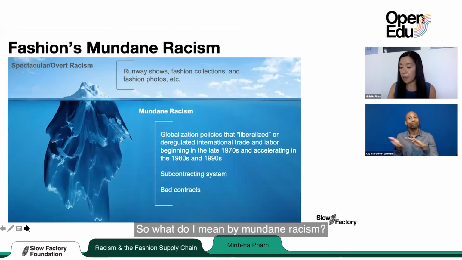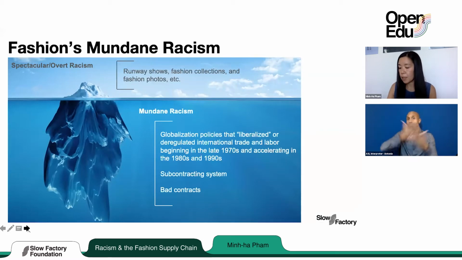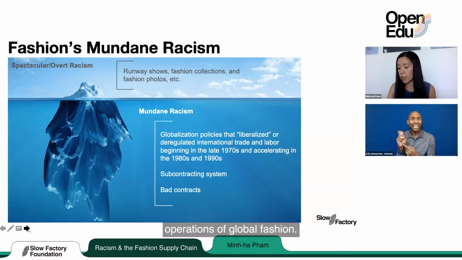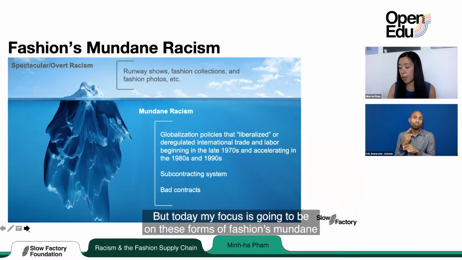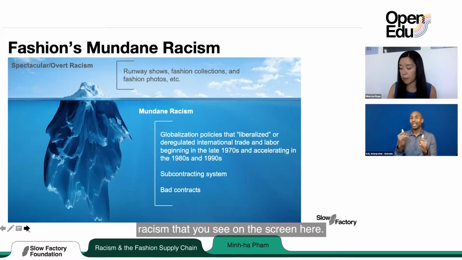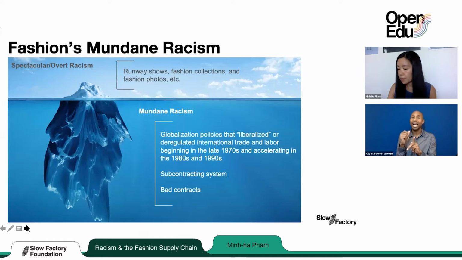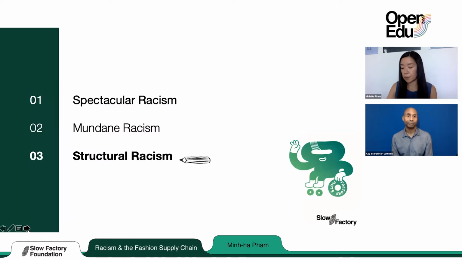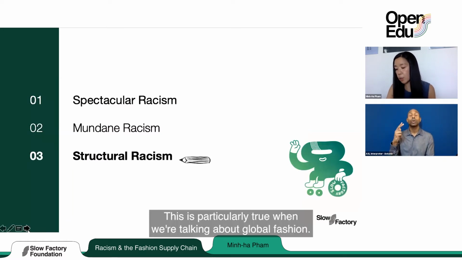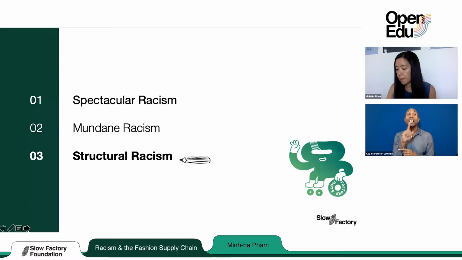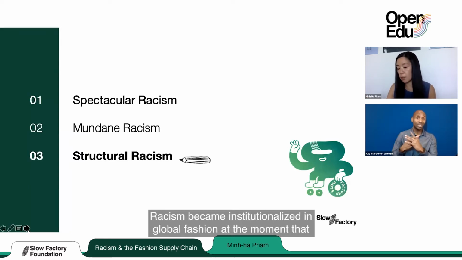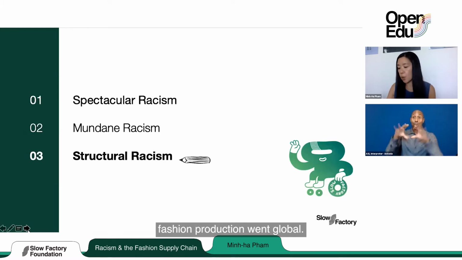So what do I mean by mundane racism? There are many ways in which racism is entrenched in the ordinary operations of global fashion. But today my focus is going to be on these forms of fashion's mundane racism that you see on the screen here. We often hear that racism is structural. This is particularly true when we're talking about global fashion. Racism has been part of fashion since its globalization, right? Racism became institutionalized in global fashion at the moment that fashion production went global.